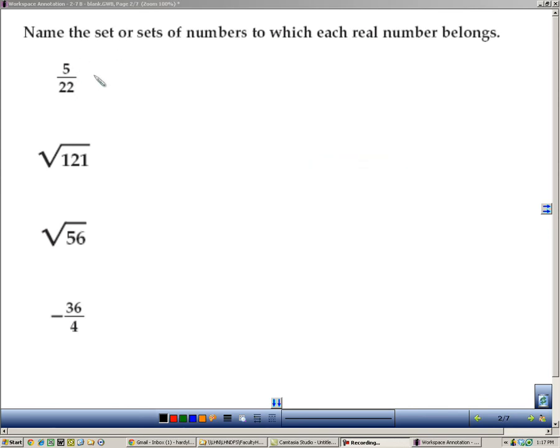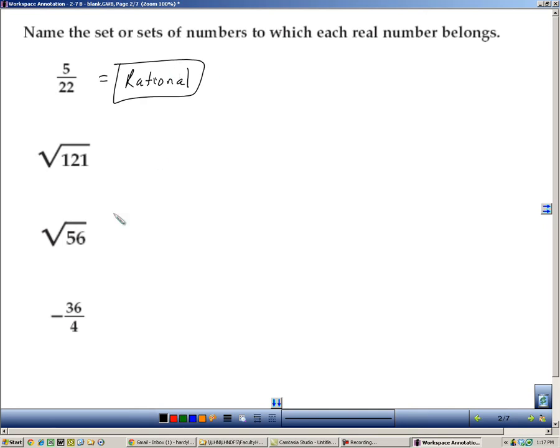So let's look at the first one. Which one of those sets will this number belong to? Well, it can be written as a fraction, but it's going to be a decimal, and it's not going to be a whole number or a natural number or an integer. So it's got to be rational, and that's it. If it's rational, it can't be irrational, and it doesn't include in any of the other ones.